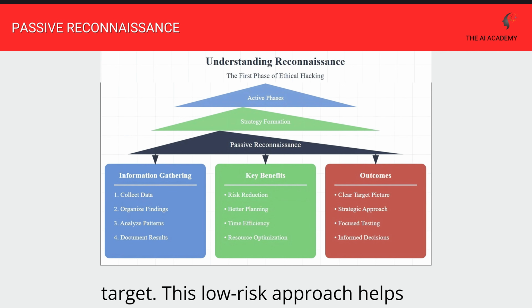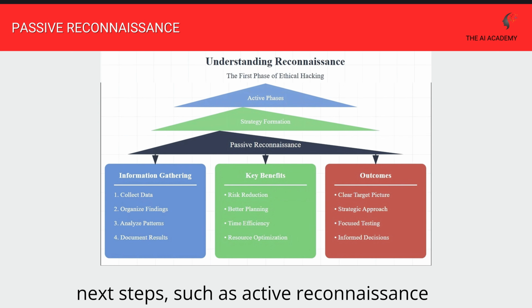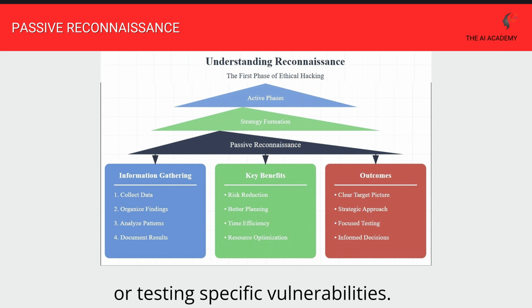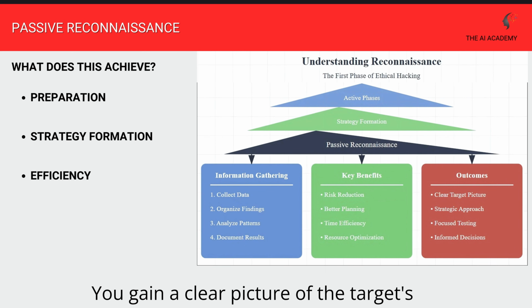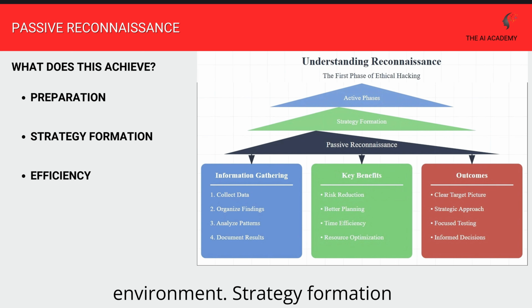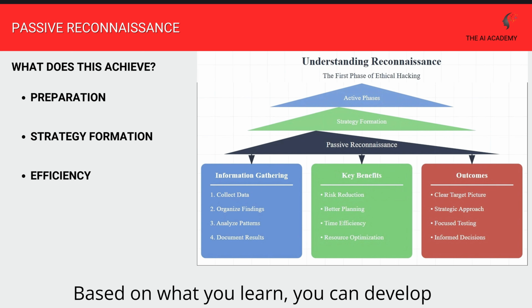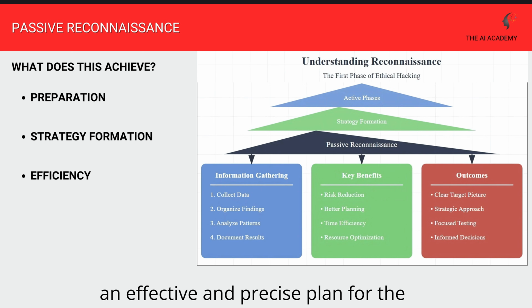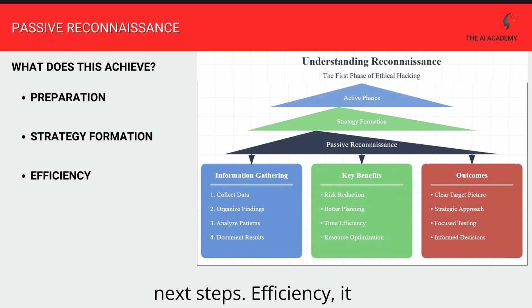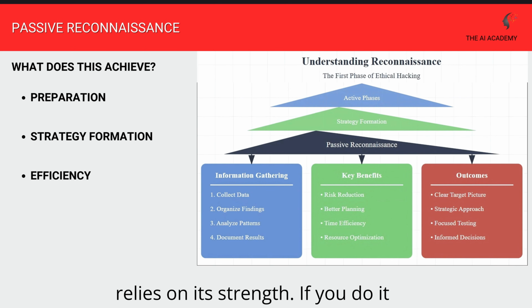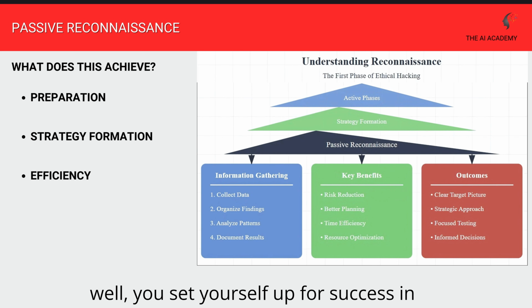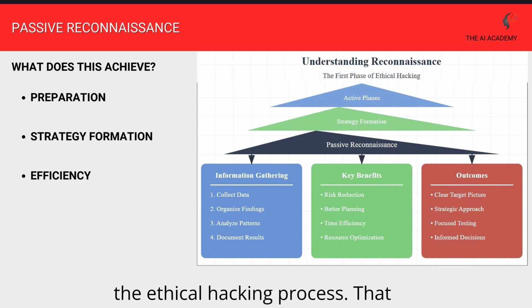This low-risk approach helps you build a strong knowledge base for the next steps, such as active reconnaissance or testing specific vulnerabilities. What does this achieve? Preparation. You gain a clear picture of the target's environment. Strategy formation. Based on what you learn, you can develop an effective and precise plan for the next steps. Efficiency. It ensures you focus only on the critical areas, saving time and effort. In short, this phase is like the foundation of a house, everything else relies on its strength. If you do it well, you set yourself up for success in the ethical hacking process.